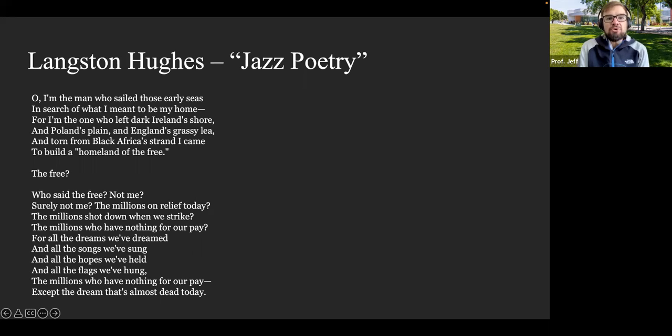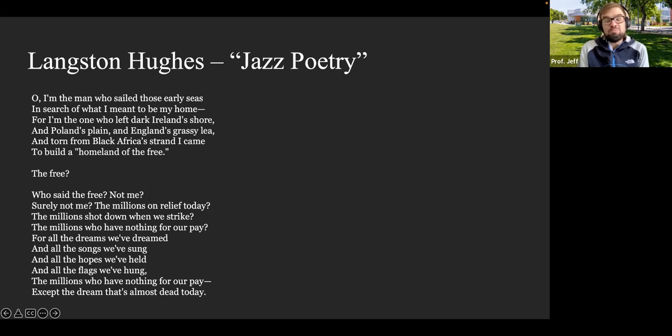Oh, I'm the man who sailed those early seas in search of what I meant to be my home. For I'm the one who left dark Ireland's shore, and Poland's plain, and England's grassy lea, and torn from black Africa's strand, I came to build a homeland of the free. The free? Who said the free? Not me. Surely not me. The millions on relief today, the millions shot down when we strike, the millions who have nothing for our pay, for all the dreams we've dreamed, and all the songs we've sung, and all the hopes we've held, and all the flags we've hung, the millions who have nothing for our pay, except the dream that's almost dead today.